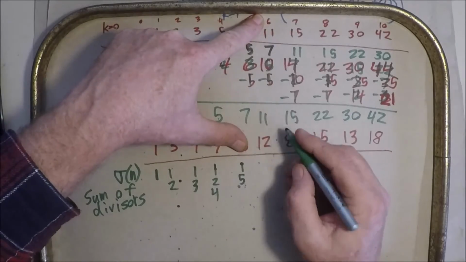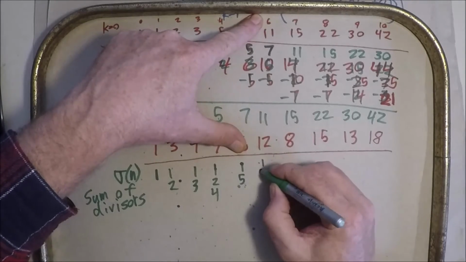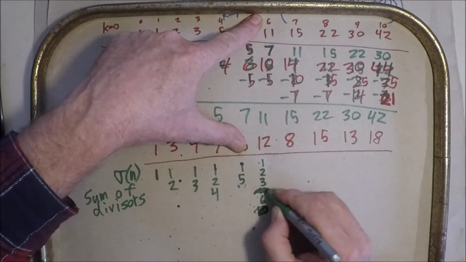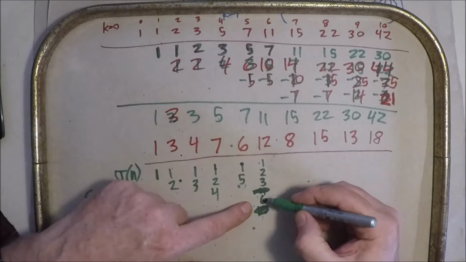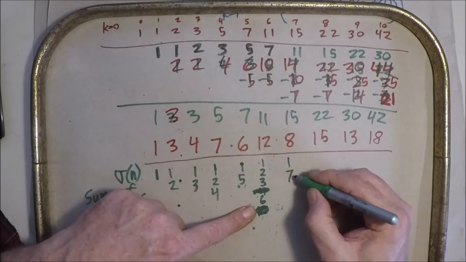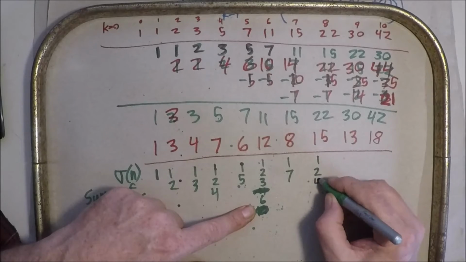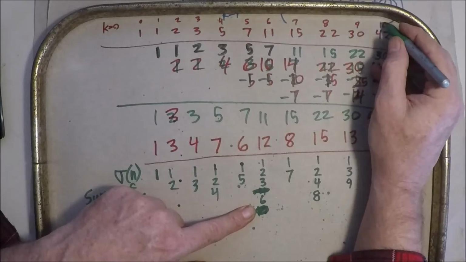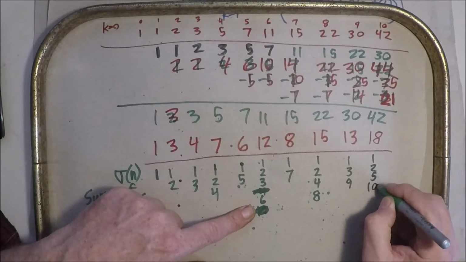For 6 we have 1, 2, 3, and 6 as divisors, and their sum is 12. Similarly, for 7, 1 and 7 sum to 8. For 8 we have 1, 2, 4, and 8, that's 15. For 9 we have 1, 3, 9, summing to 13. And for 10 we have 1, 2, 5, and 10, summing to 18.